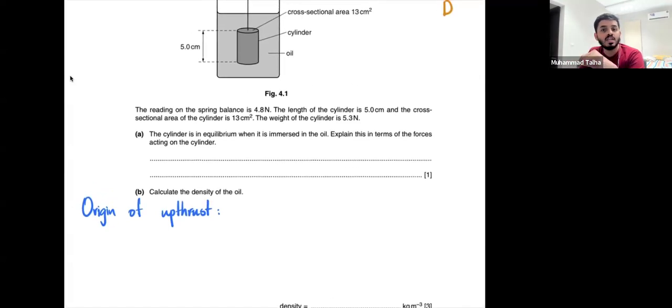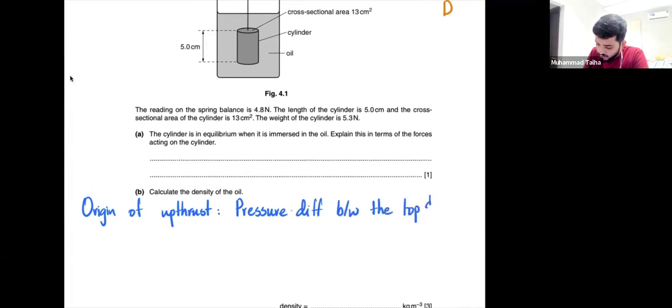For example, in this case, why does this cylinder experience an upthrust? It is because of the pressure difference between the faces, between the top and bottom. Because the pressure is greater at the bottom face, since it increases with depth, it applies an upward force. So always be wary of this question.